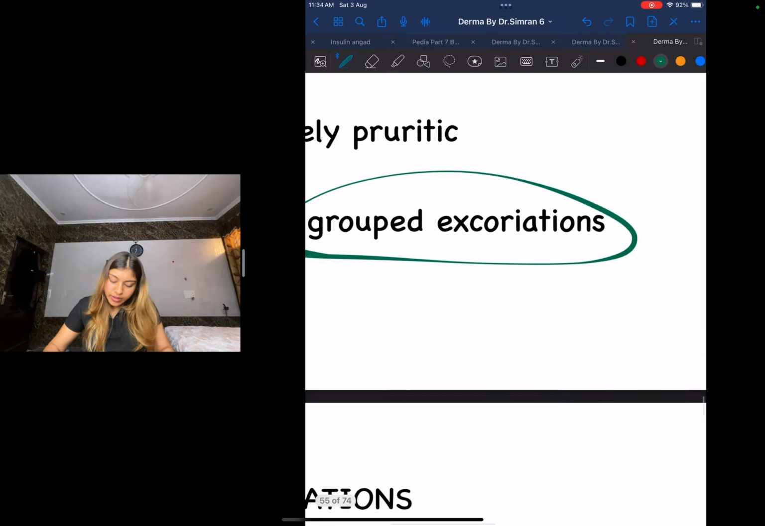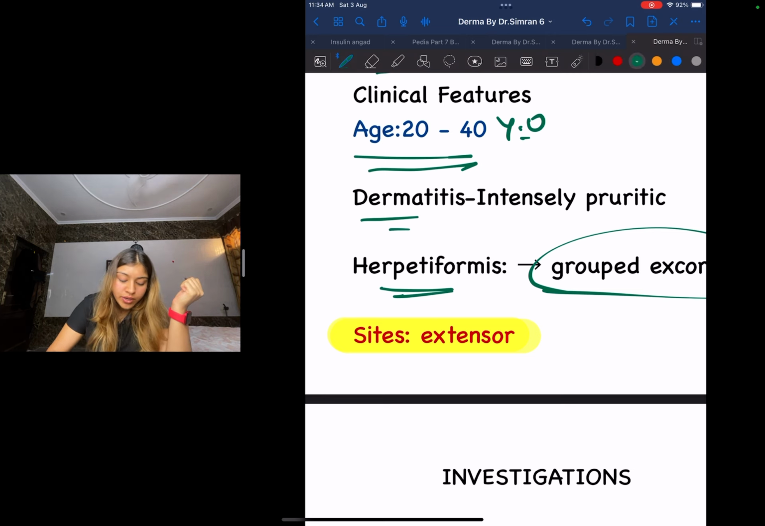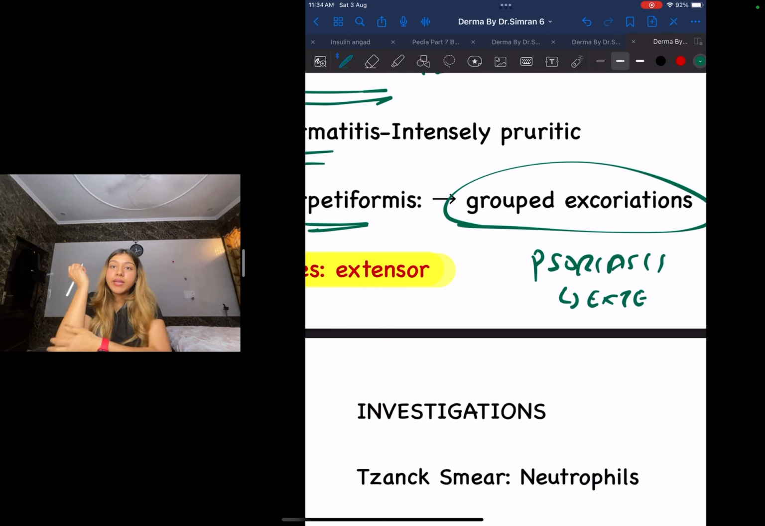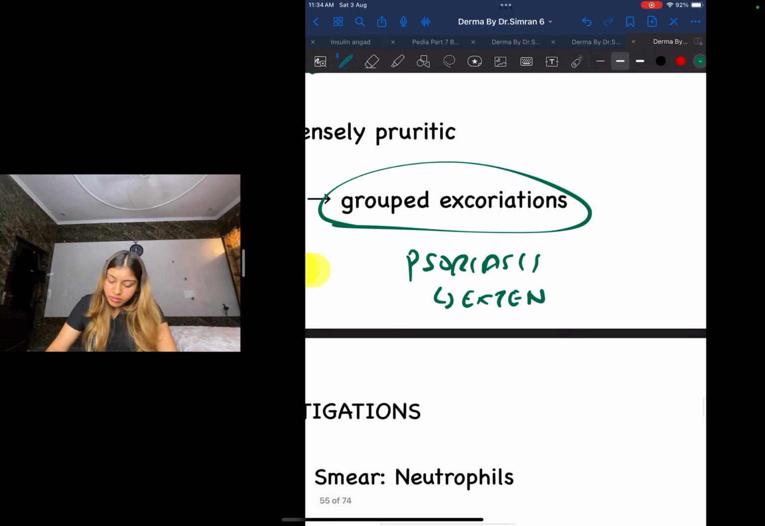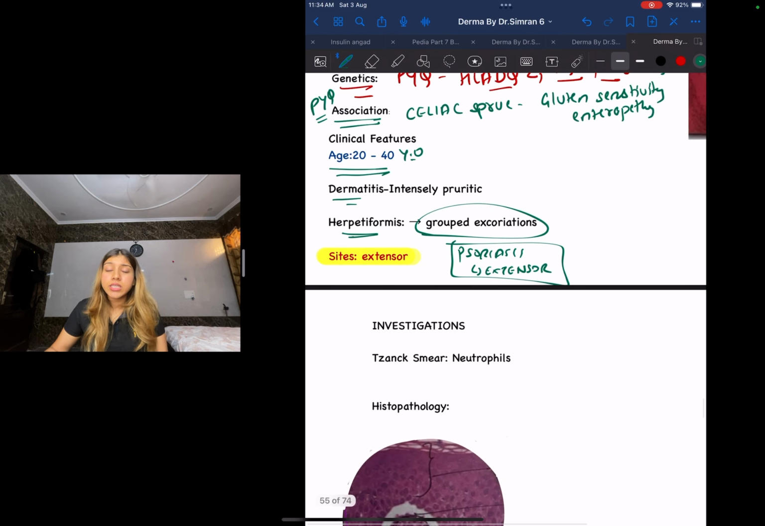Next, guys, what you need to know is the sites, where is it present? It is going to be at the extensor surfaces. What else was in the extensor surfaces? Can anyone remember? Very good. Psoriasis. Psoriasis also, I was seeing it on my extensor surfaces, right? You remember extensor psoriasis. Very good. Like this, guys, keep on writing down points where you can remember, where else did I see extensors? Like that, I keep on noting it down over here.